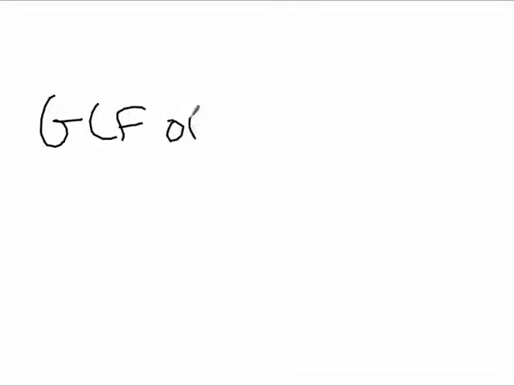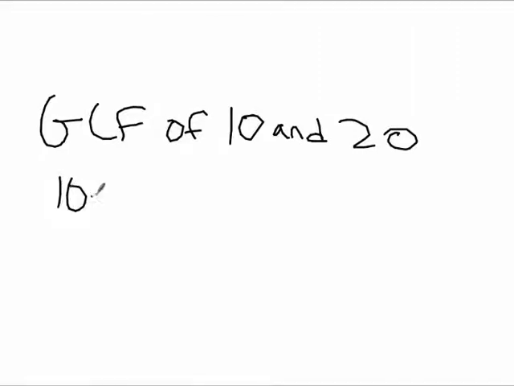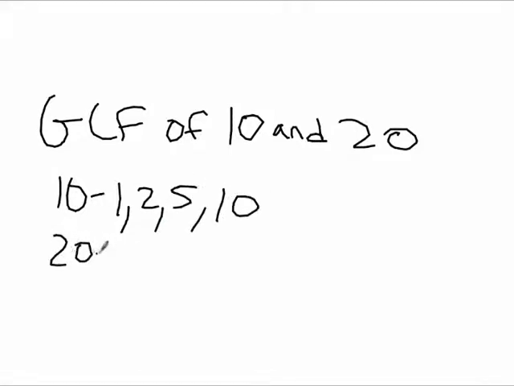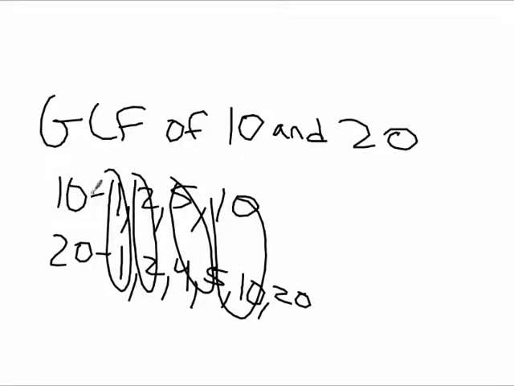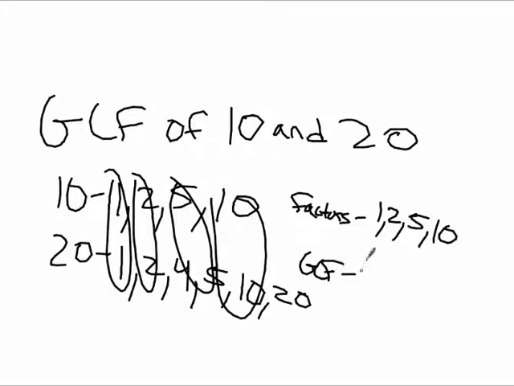Find the GCF of 10 and 20. The factors of 10 are 1, 2, 5, and 10. Factors of 20 are 1, 2, 4, 5, 10, and 20. And we circle those factors that are common between 10 and 20, which are 1, 2, 5, and 10. You don't have to write this, but I did. And you find the greatest one that is in both, which in this case, your GCF is then 10.